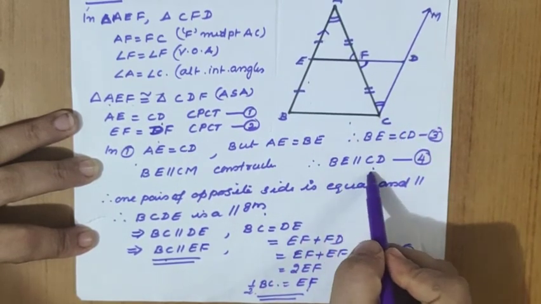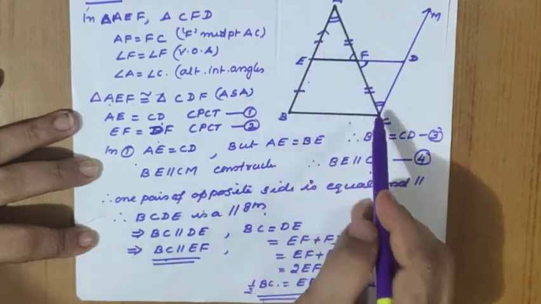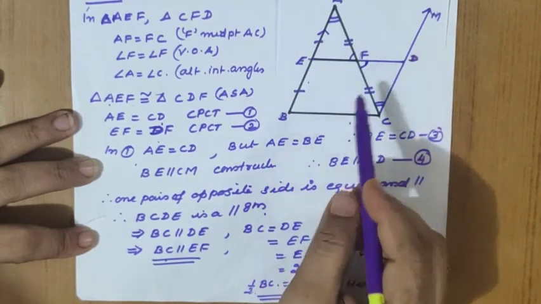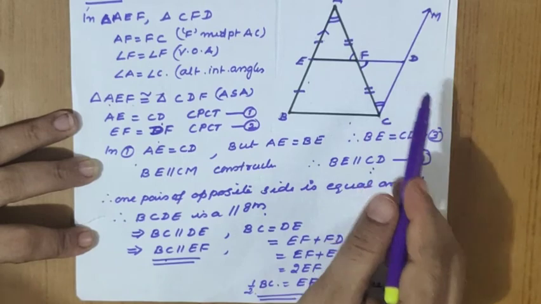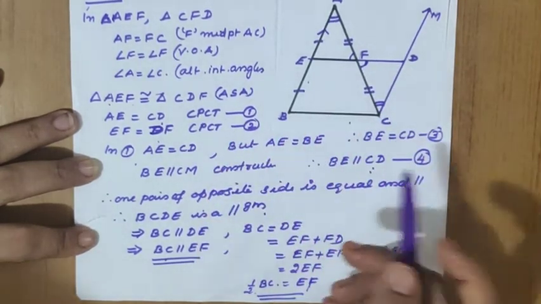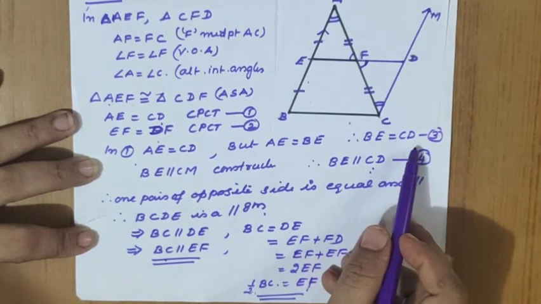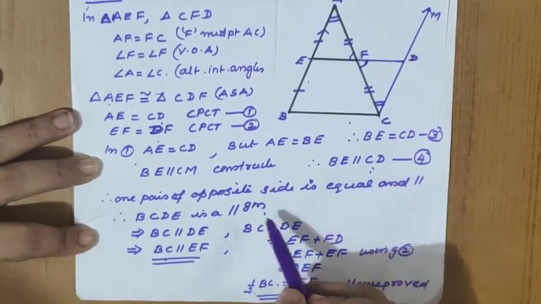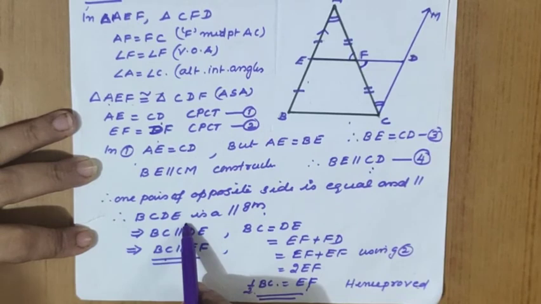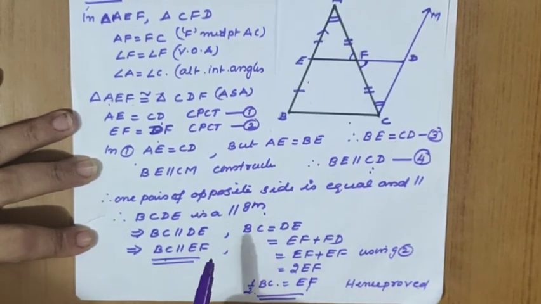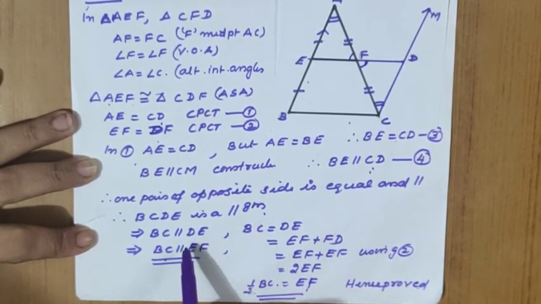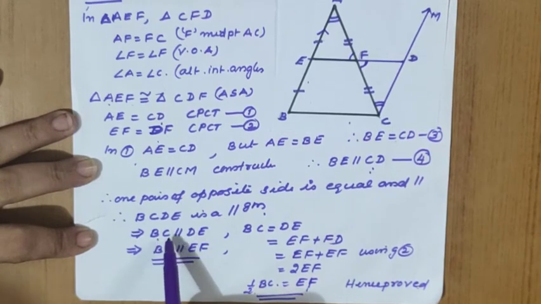Again, how can we write the parallel concept? BA parallel to CM, right? So BE is also parallel to CD, both are part of it. So we got BE parallel to CD. Again, what is the concept here? One pair of opposite sides is equal and parallel. So BCDE is a parallelogram. If it is a parallelogram, the other pair of opposite sides is equal and parallel. That means BC parallel to DE, BC equal to DE.